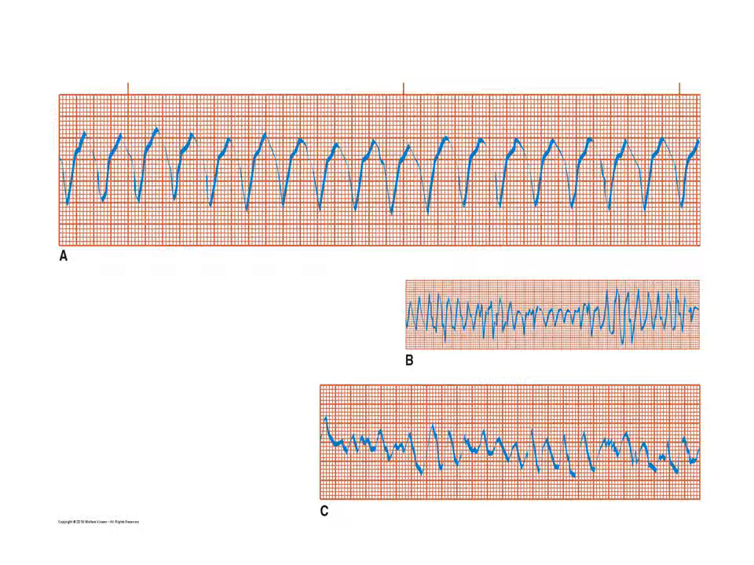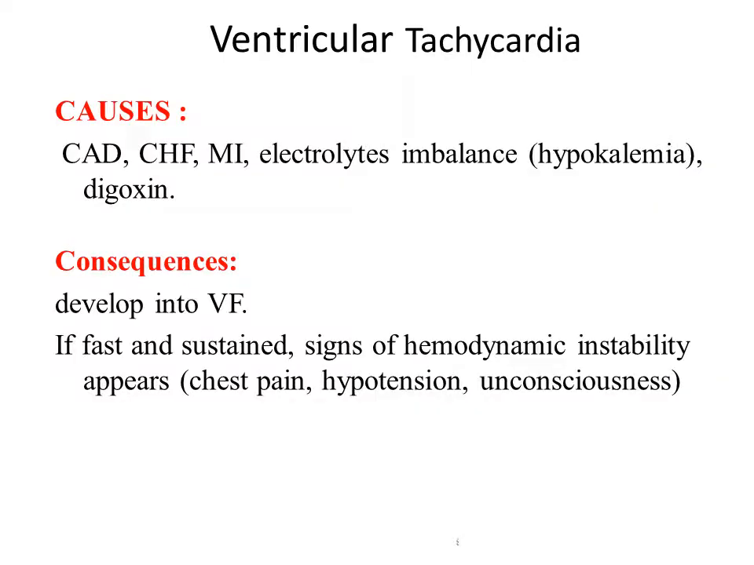You feel the carotid pulsation. If there is carotid pulsation in the patient's body, we say it's pulse VTAC. If there is no carotid pulsation, this means it is pulseless VTAC and you have to activate the CPR system, cardiopulmonary resuscitation. Causes: coronary heart disease, congestive heart failure, MI, electrolyte imbalance, mainly hypokalemia and hyperkalemia, and digoxin. The consequence: the fear is that it develops into ventricular fibrillation.